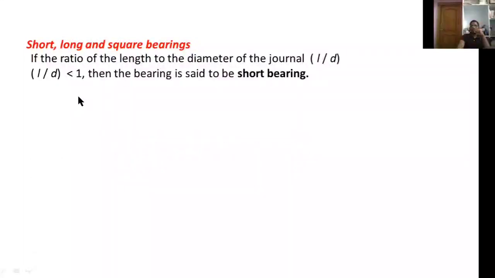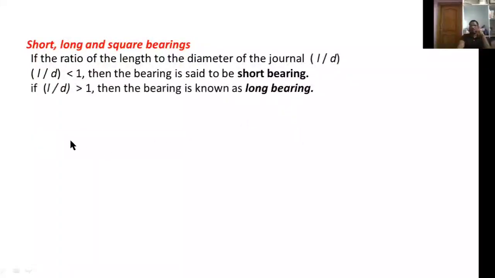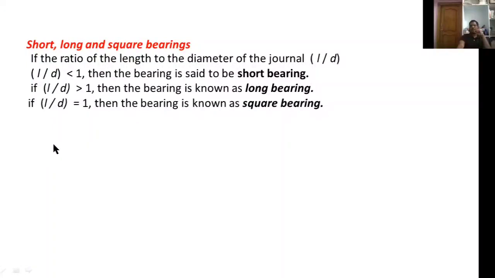If the L by D ratio is less than 1, then the bearing is said to be a short bearing. If the ratio of L by D is greater than 1, then the bearing is known as a long bearing. If the ratio of L by D equal to 1, then the bearing is known as a square bearing.